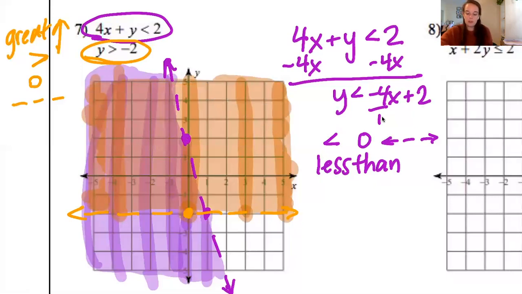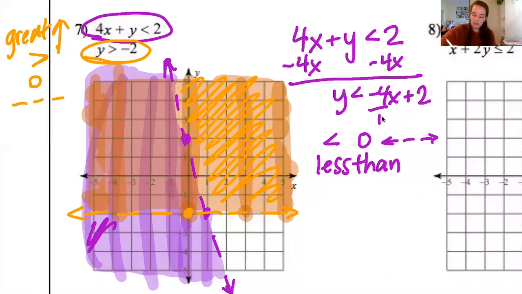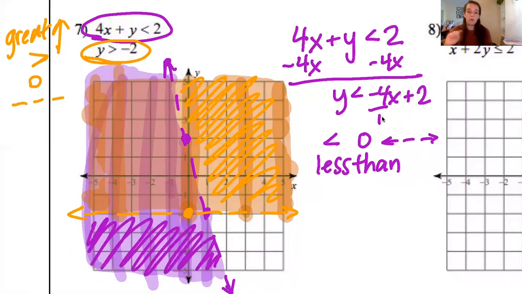All right. So in this section of the graph, there's no shading. So that is not my answer. In this section of the graph, there is only orange. So that is not my answer. In this section of the graph, there is only purple. So that is not my answer. Right here, what do orange and purple make? I don't know, darker orange or darker purple.